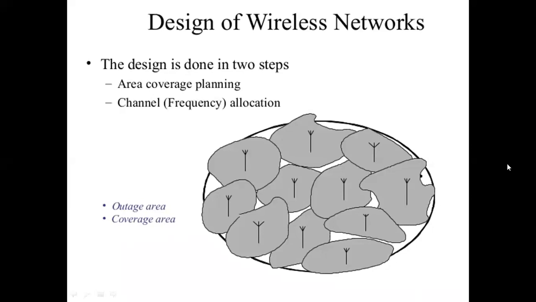As far as we can remember, the design is usually done in two steps. One, planning involves the area coverage planning, where we can also plan for channel allocation or frequency allocation, right? This is the cellular structure we have already studied, where these are the small cells and we have an antenna or a base station inside each cell.